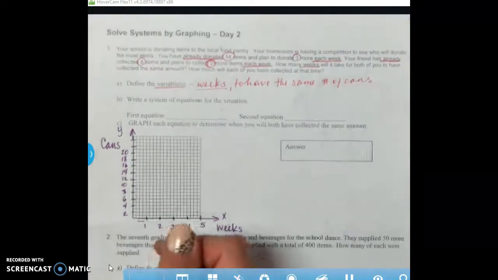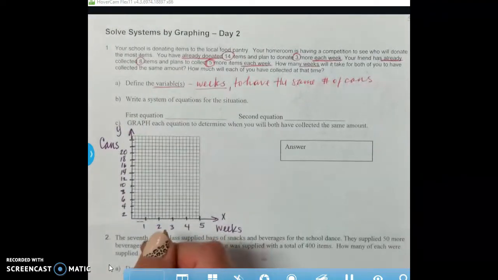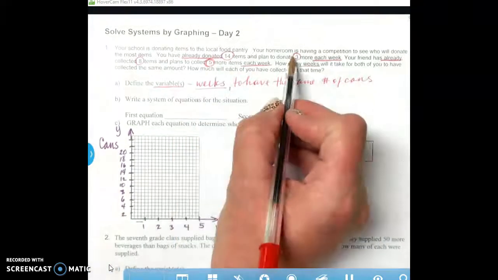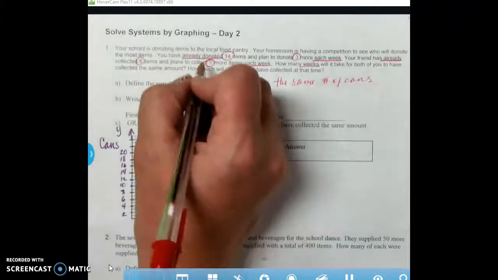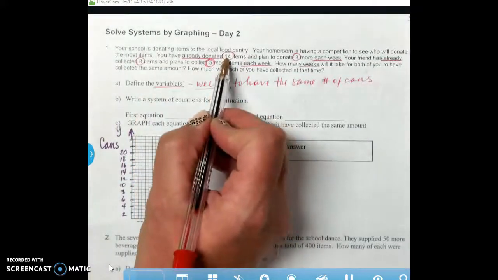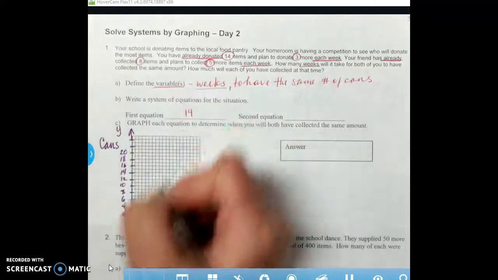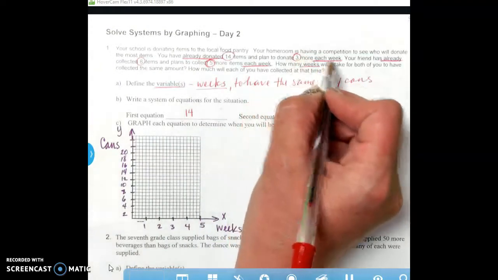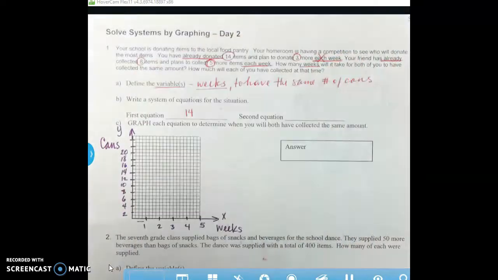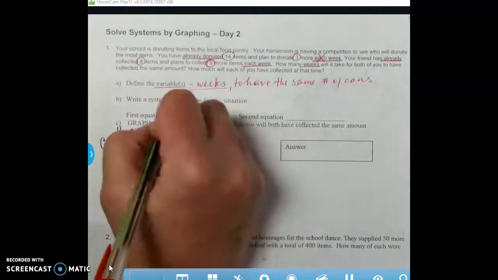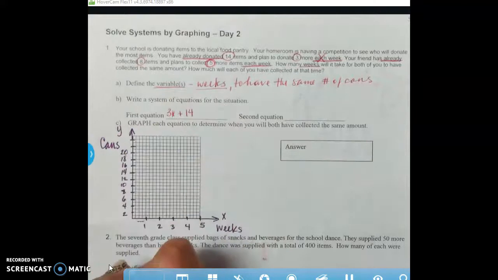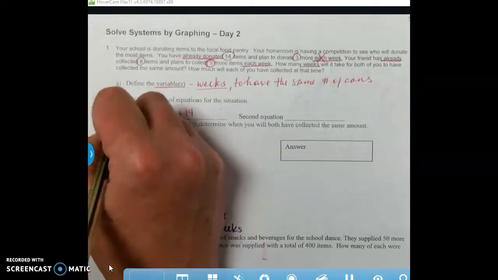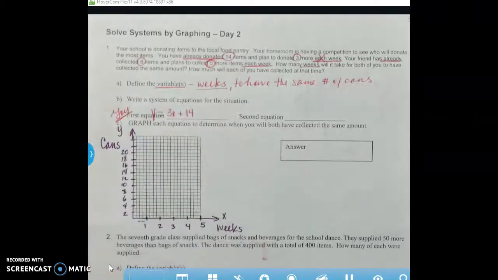All right, let's talk about how the system works when two of you are competing. Just like before, how can you determine how many cans you will bring? Well, how many did you start with? You started with 14. How many are you donating each week? Each week, this is your consistent, constant rate of change. 3x. I did not give myself any room for y. y equals 3x plus 14. This is you.